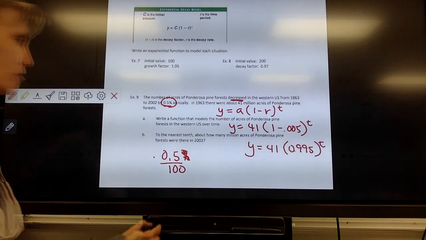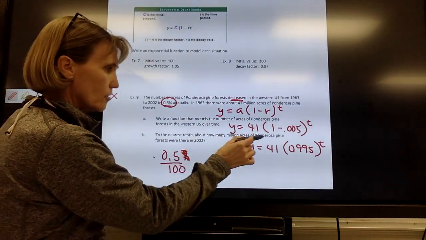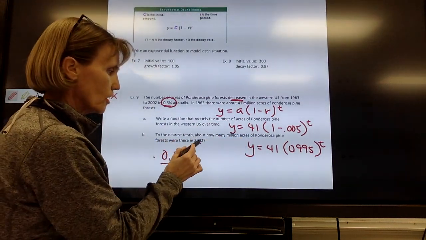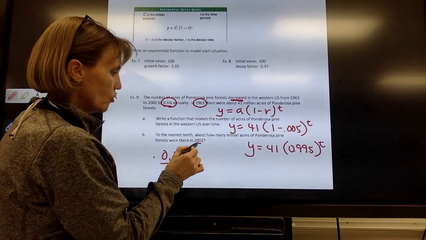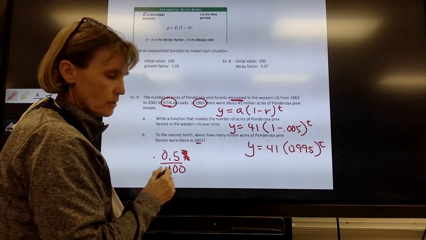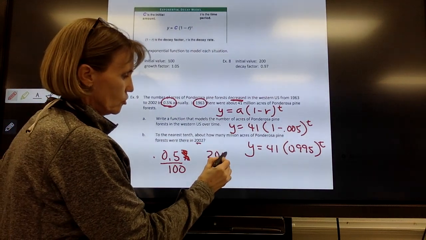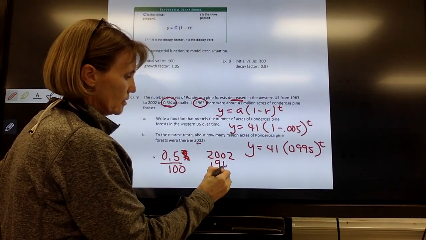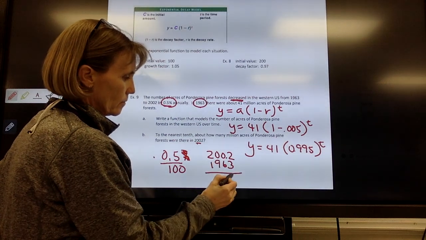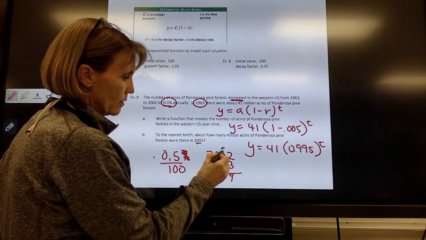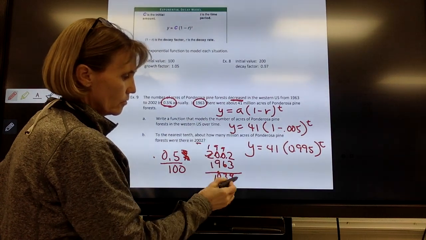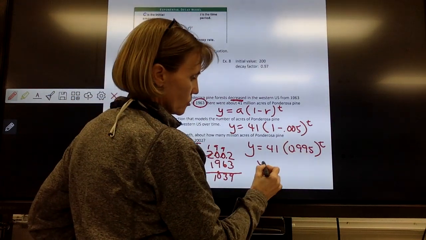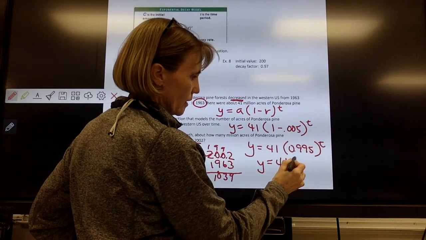Okay, and then it says to the nearest tenth, how many million acres of ponderosa pine forest were there in 2002? So from 1963 to 2002, how many years passed? 2002 minus 1963 is 39 years. So I'm going to raise it to the power of 39.